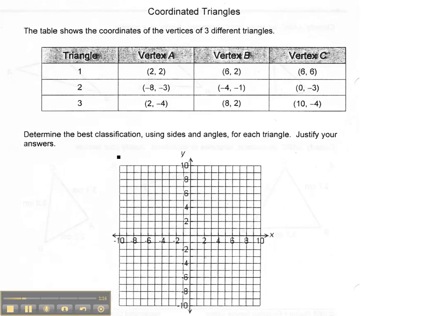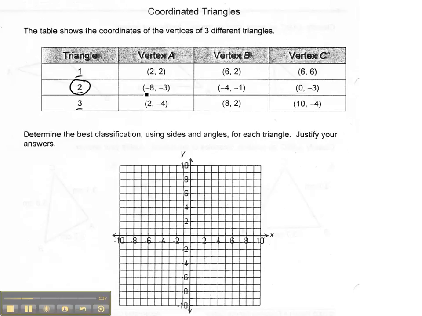The problem at the bottom of the page asks us to determine the best name for each triangle. First, we draw these three different triangles, triangle 1, 2, and 3, based on the ordered pairs they've given us for the three vertices. Let's do number 2 together, and I'll leave number 1 and 3 for you to do.